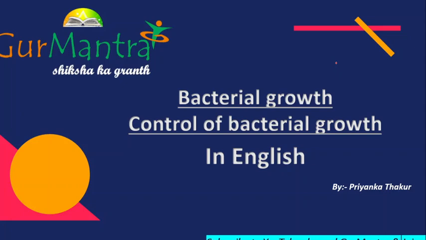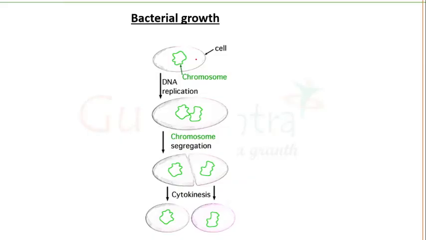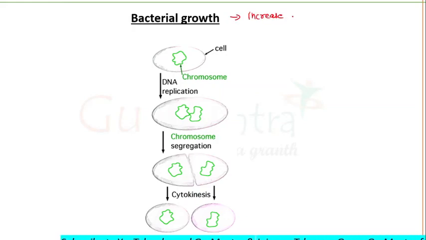So today I'm going to teach you about bacterial growth and how to control bacterial growth. We are covering the microbiology portion for GATE Life Sciences, and in this section I'm telling you about bacterial growth and its control. Let's start. So what exactly is bacterial growth? What do you understand by bacterial growth? Increase in cell number or mass. Okay, an increase in cell number or mass is called bacterial growth, or any growth.